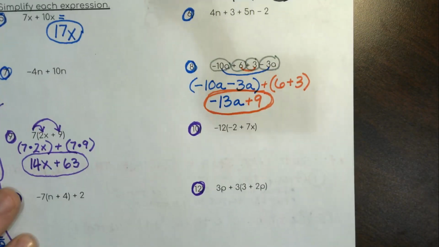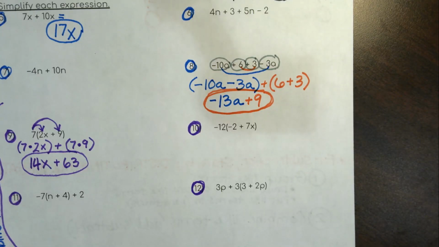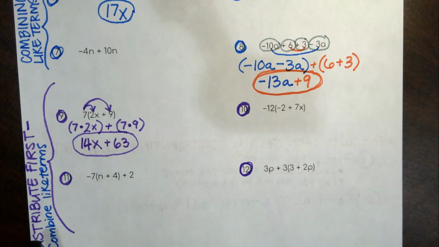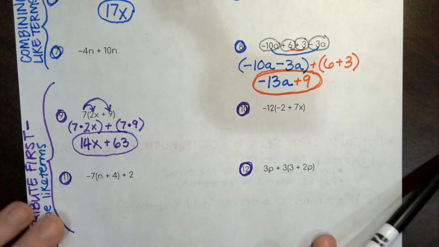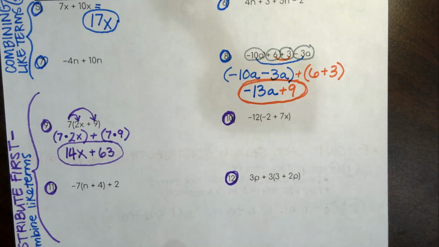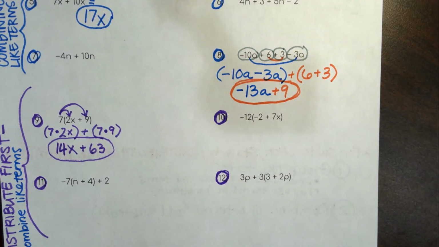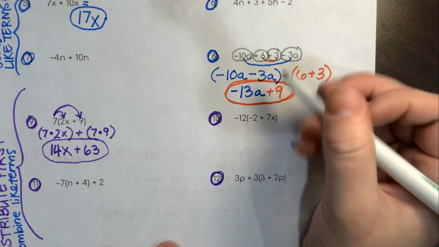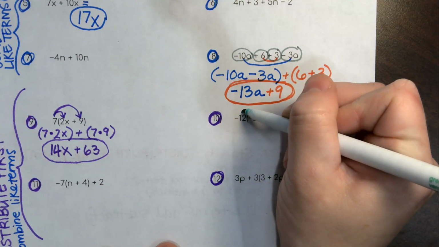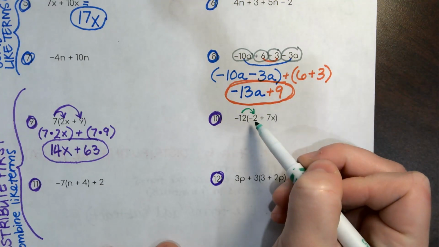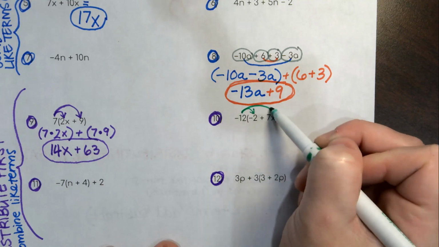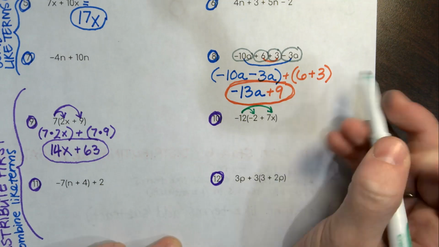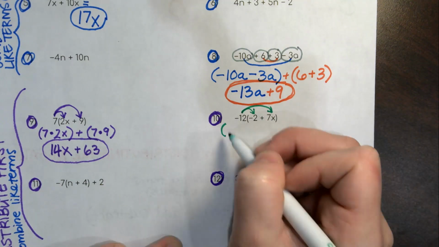Number 10? Yeah, let's do number 10. For number 10, we know that this is part of the problems where we distribute first and then we combine like terms, if there are any. When we are distributing, we are doing what operation? Multiplication. So my first problem is going to be negative 12 times negative 2, and my second problem is going to be negative 12 times 7x. You can write these out or do them in your head.